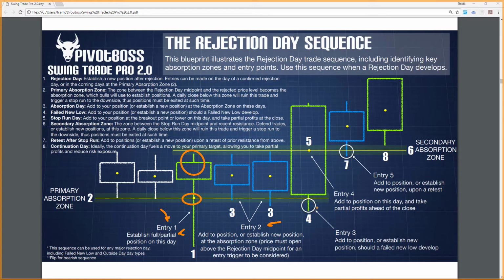And then over here, you can add on entry point 3 on a failed new low. You can add at entry point 4 on a stop run day breakout through the prior high. You can add here entry point 5 on a retest after stop run. So there's various points where you can engage this trade, but everything breaks down if price can no longer hold above that zone on a closing basis.